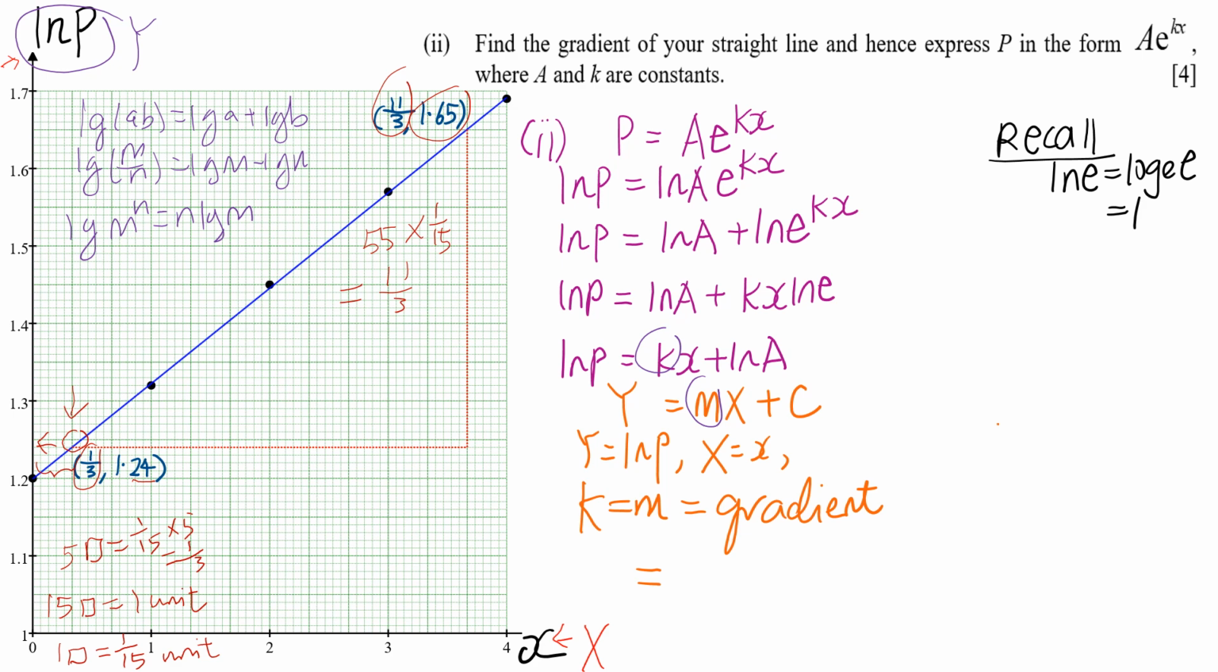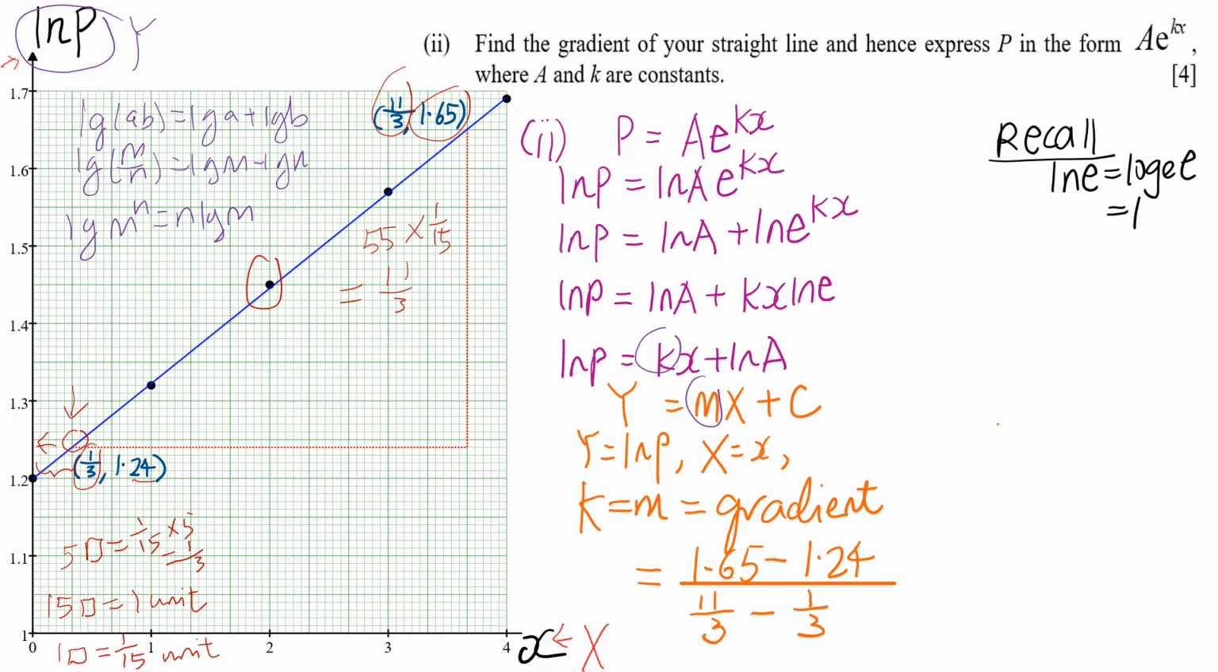Of course, you don't have to use the 2 points that I use. You just choose any 2 points on the straight line. Remember, on the straight line. Of course, you're not going to choose this point here because it does not lie on the straight line. You must choose points that lie on the straight line. With that, you just use the formula to find the gradient.